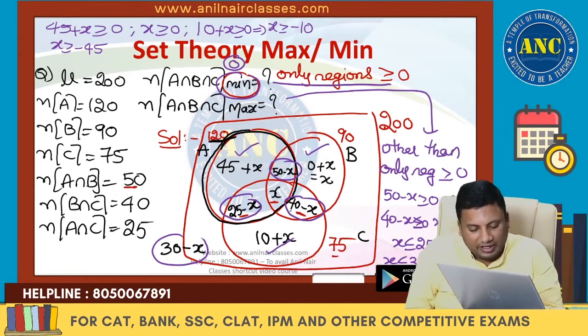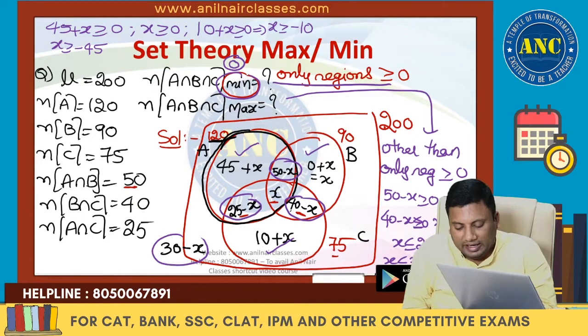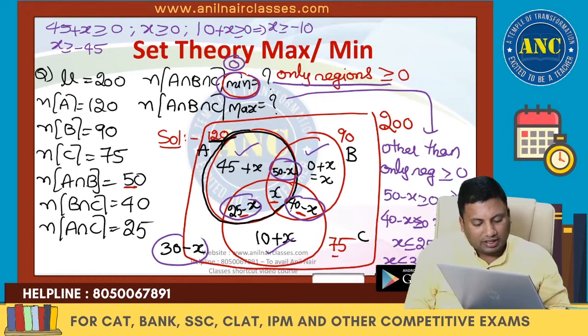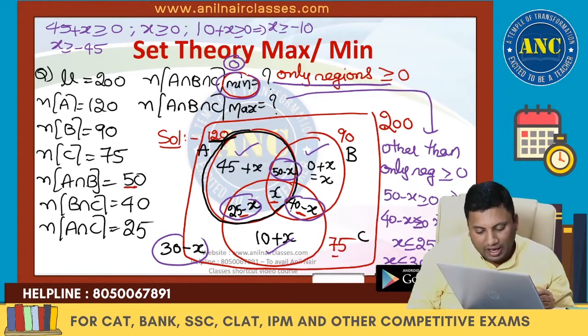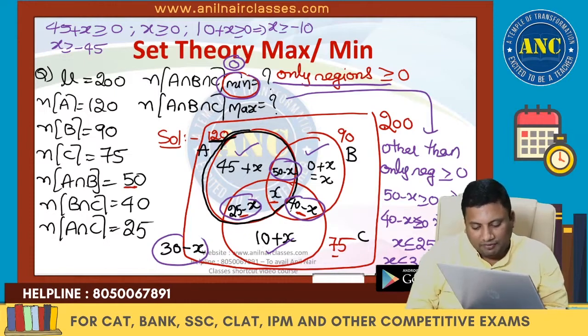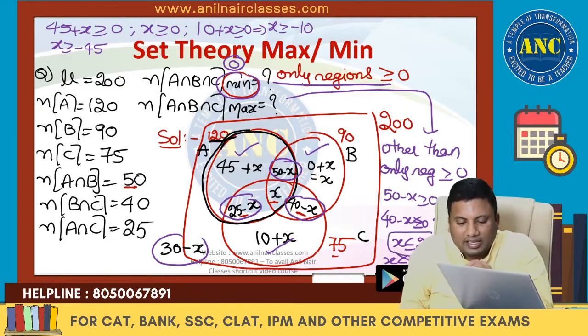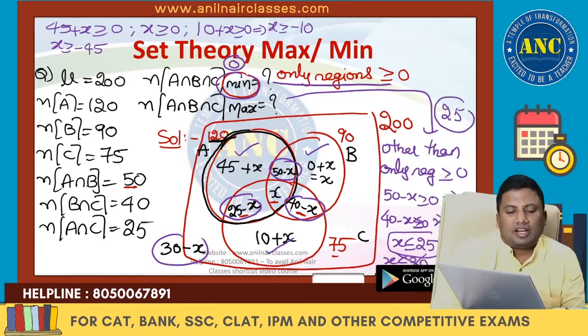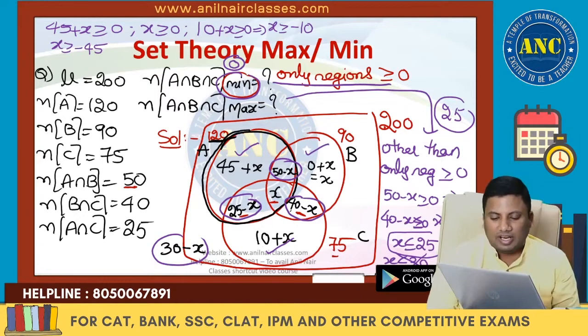If I take 50, 40 minus 50, I will get a negative value. No. If I take 40, 30 minus 40 is a negative value. If I take X less than or equivalent to 25, it is nothing but positive, positive, positive, 25 minus 25, and 30 minus 25 will be there. So what is the maximum value? Maximum value is nothing but 25. I hope the idea is clear.